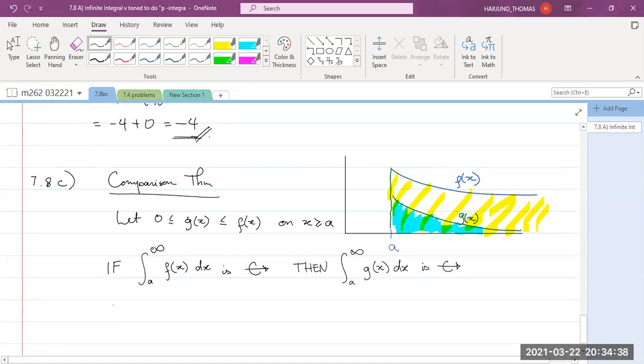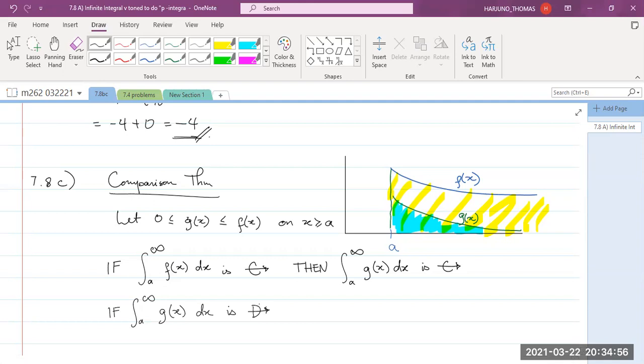Now, on the other hand, if the area of the blue region is divergent, if it goes to infinity, it won't go to negative infinity, by the way. It'll be positive. If it is divergent, then it must go to positive infinity, right? Because the function is positive, the area is positive. Now if g(x), which is the smaller function, already has infinite area under the curve, then the area of any function above that must also be divergent.